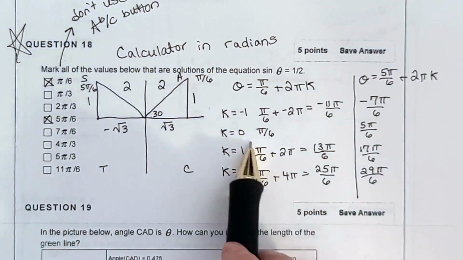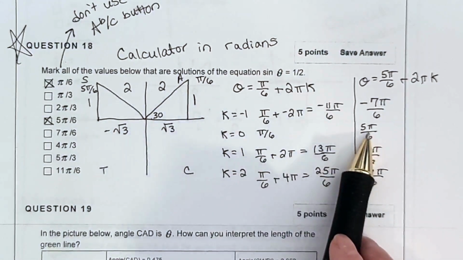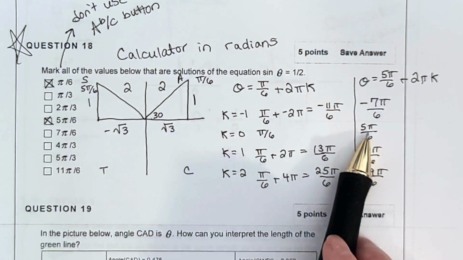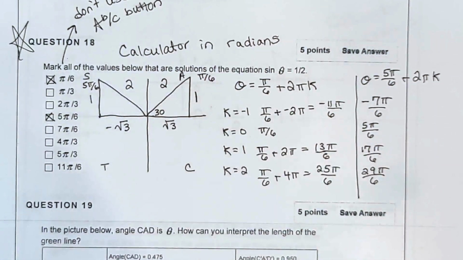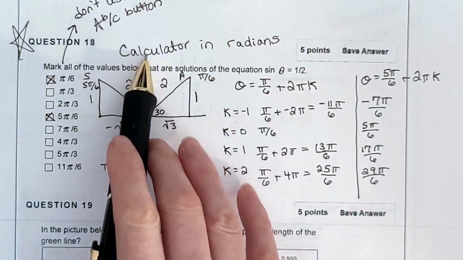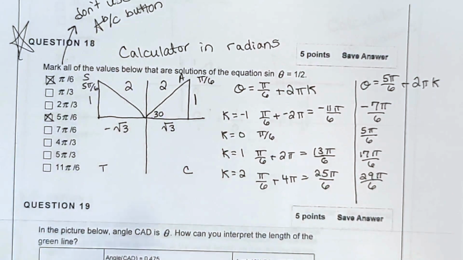So you can see the only answers that worked was when k was 0 with pi over 6 and 5 pi over 6. That is definitely the really, really long way of doing this problem here. Okay, I would probably stick with the calculator, make sure it's not using the ABC button.